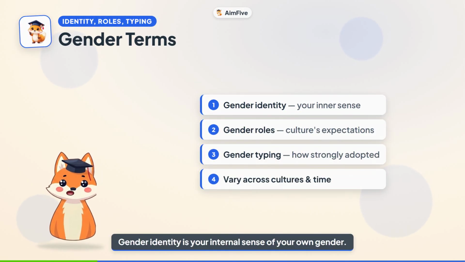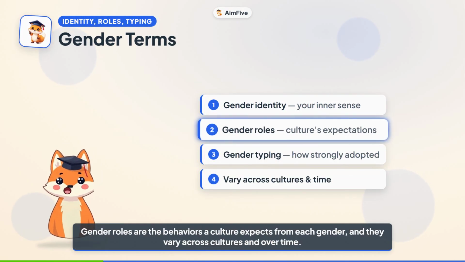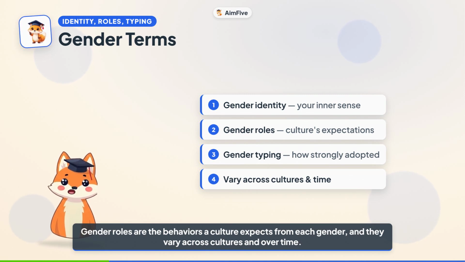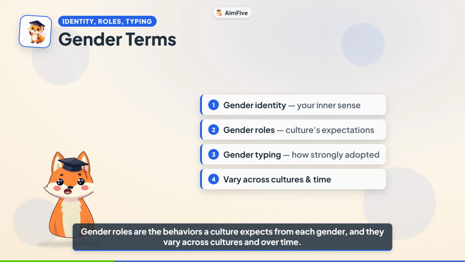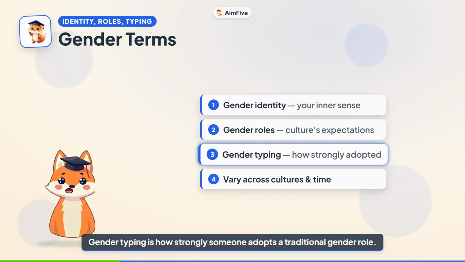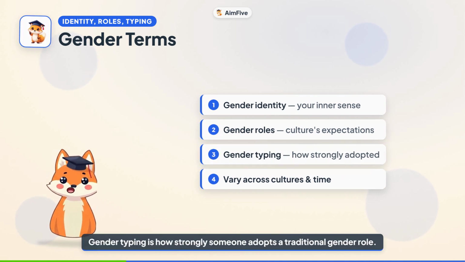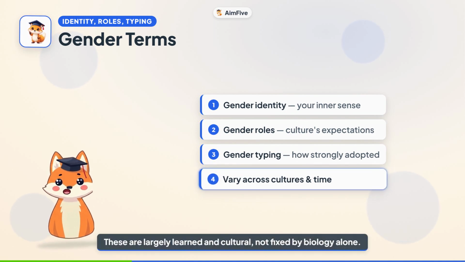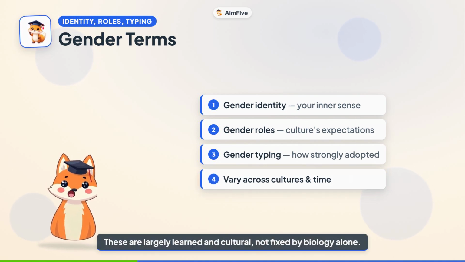A few terms. Gender identity is your internal sense of your own gender. Gender roles are the behaviors a culture expects from each gender, and they vary across cultures and over time. Gender typing is how strongly someone adopts a traditional gender role. These are largely learned and cultural, not fixed by biology alone.